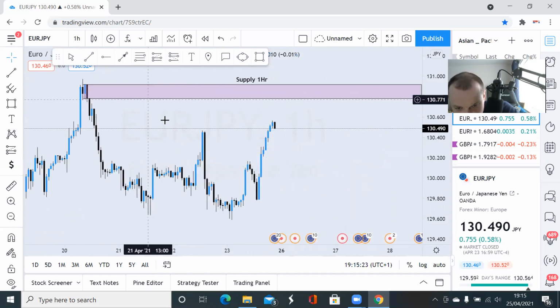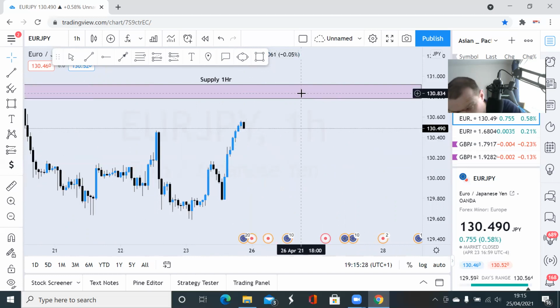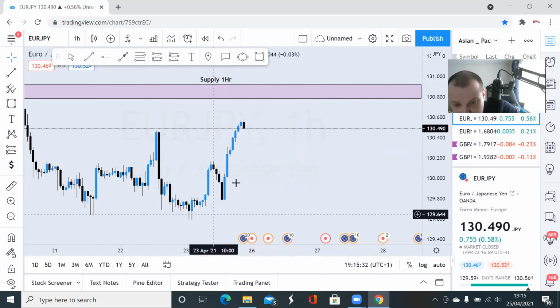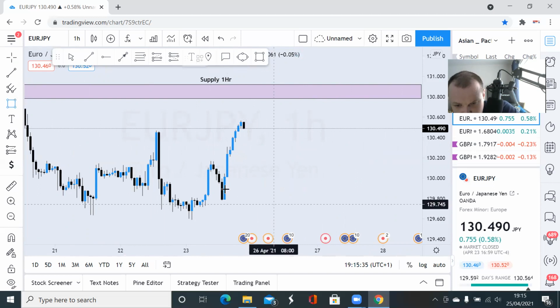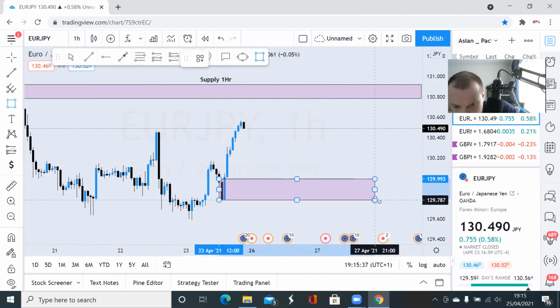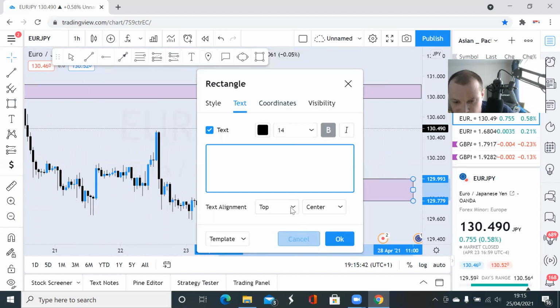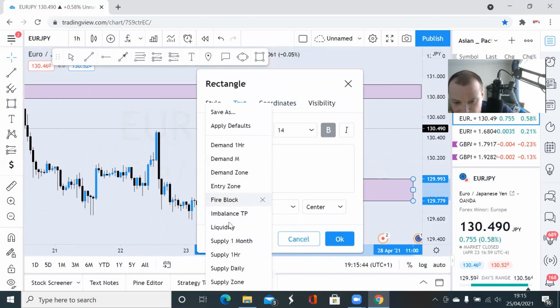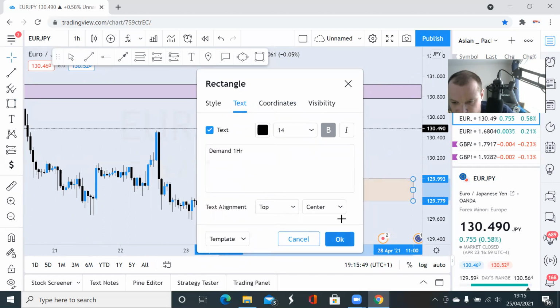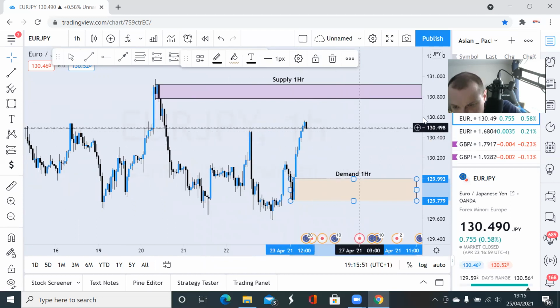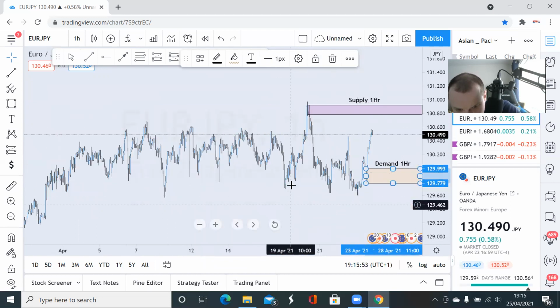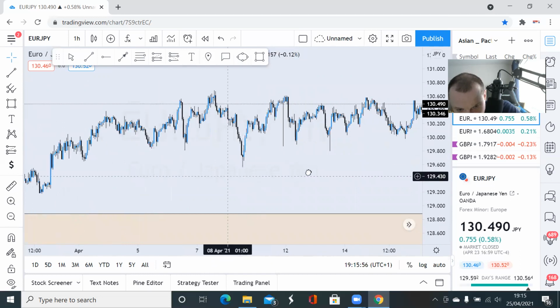So from there, we're looking down. Depending on how the market's open, we can't use this as a demand area at the moment. However, we can on this because this has been fully done, if that makes sense. Demand 1 hour. Okay. On the lower side, we can have a look at this.